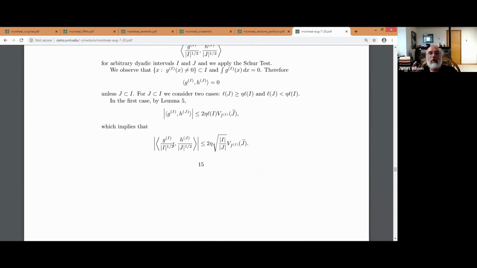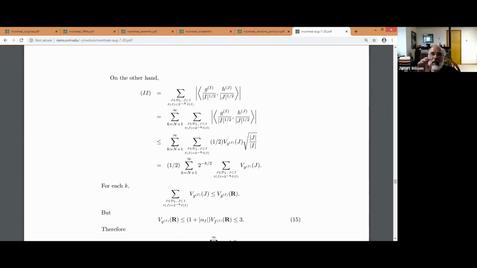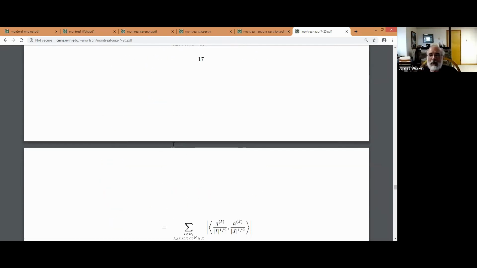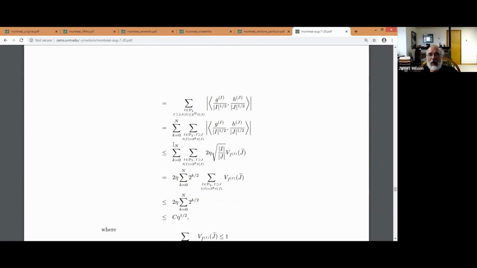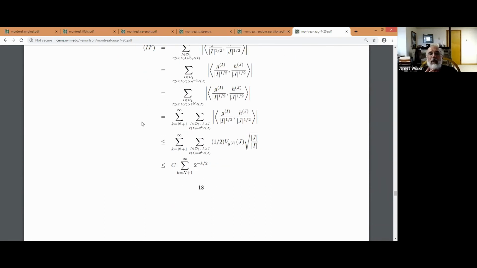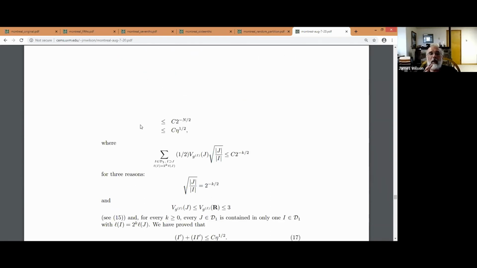I'll just say this is all just technically keeping careful track of what happens when you do the Shor test on this funny thing, where you now have good control on these inner products.